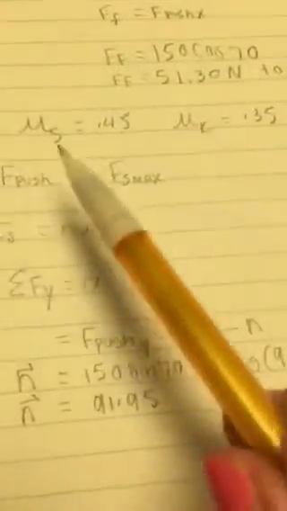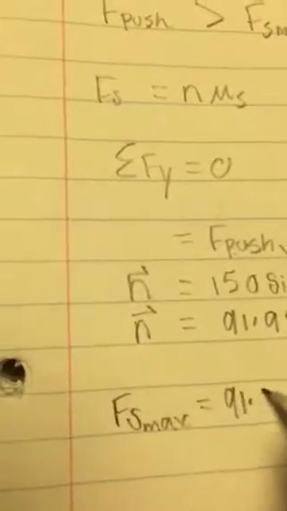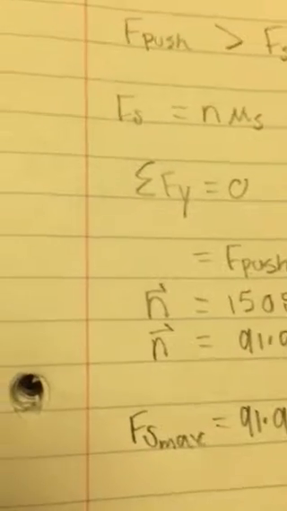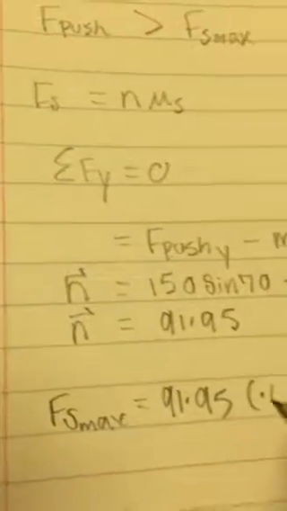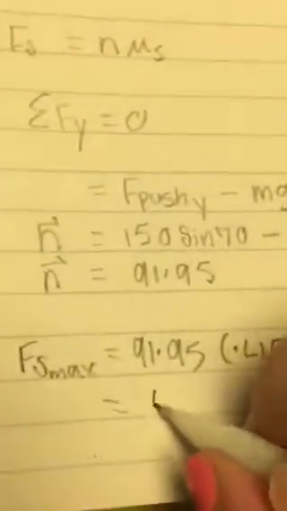So now we're going to see what the static friction is. So we have N and we have our new mu sub s. So the maximum static friction is going to be 91.95 times 0.45, and that is 41.37.